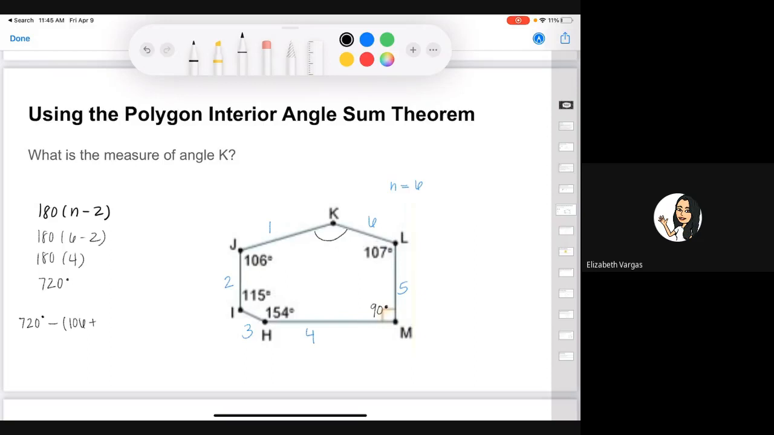So 106, 115, 154, 90, 107. So I'm subtracting my total sum of my interior angles by the angles that I already know, because I'm only missing one angle. So, and this is equal to 572. So I'm subtracting that, and I'll find that my missing angle measure is 148. Because if this was 148, well then all my angles added together would in fact equal 720.